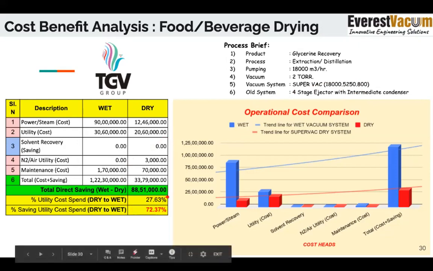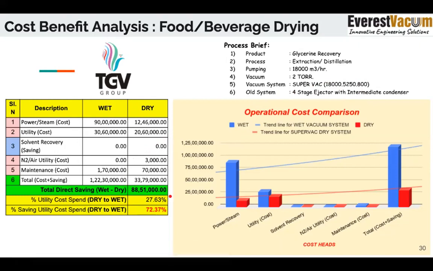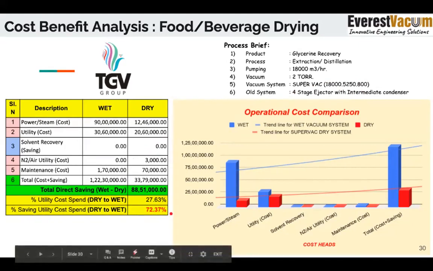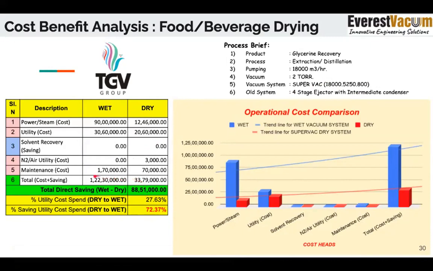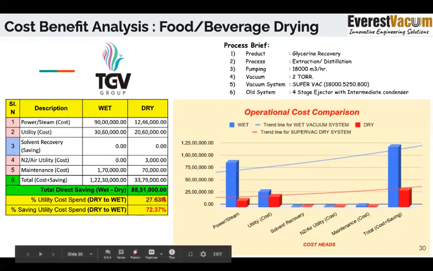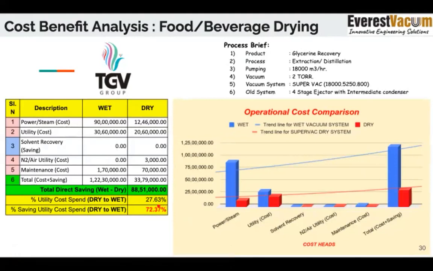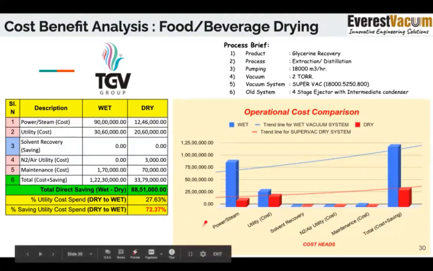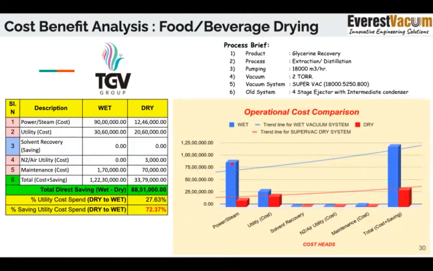He will save almost 88.51 lakh rupees, which if I talk in terms of direct utility cost, the customer will save almost 72%. So from 1.22 crores that he is currently spending, he will only need to spend 33.79 lakhs. So out of 100, he'll only be spending 27.63%. 72.37% will be the saving that the customer will get. Mainly, these are the heads where the savings are anticipated. So mainly in terms of consumption of steam will the customer anticipate these savings.